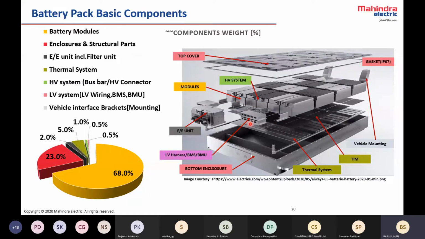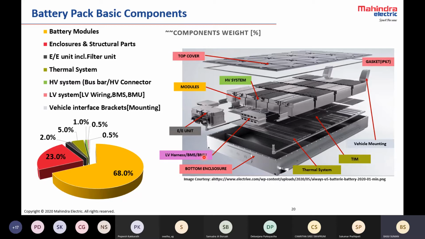Here you have the HV system. HV means high voltage. High voltage is for what? High voltage is for power. And then you have the LV. LV means low voltage. Low voltage is for what? For all the measurement of the voltages and temperature. And this is also the one that gets connected with the BMS and BMU. BMS is what? Battery management system. BMU is what? Generally it is battery measurement unit. Now, what does the battery measurement unit do?